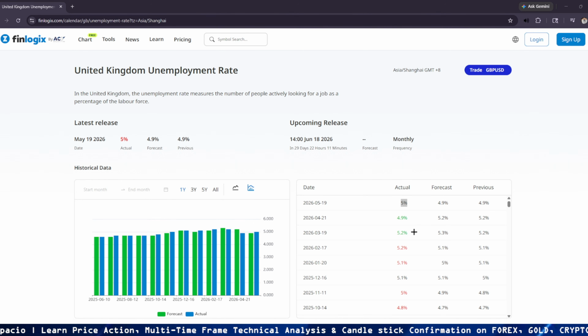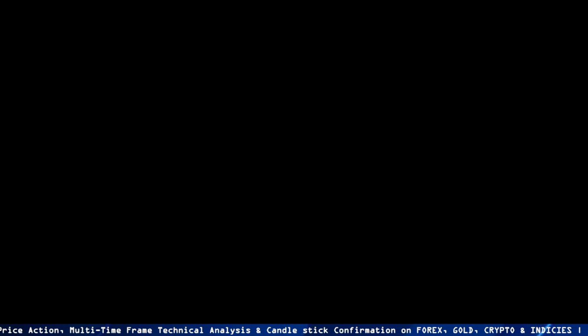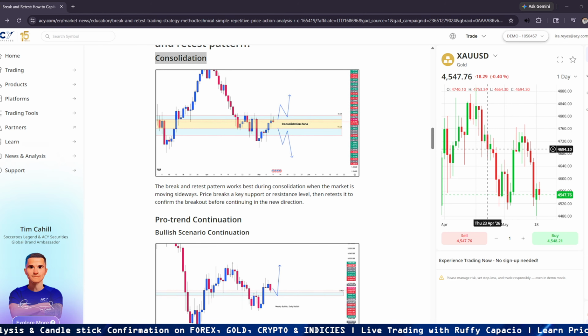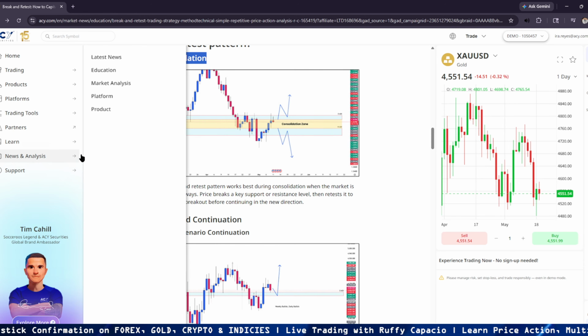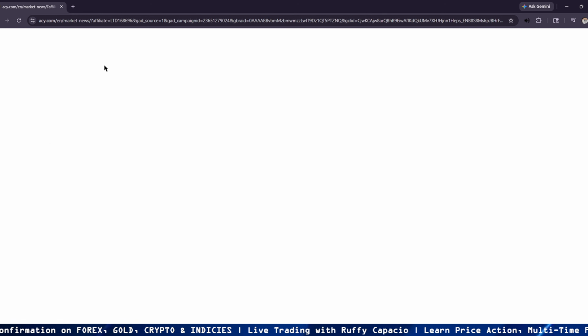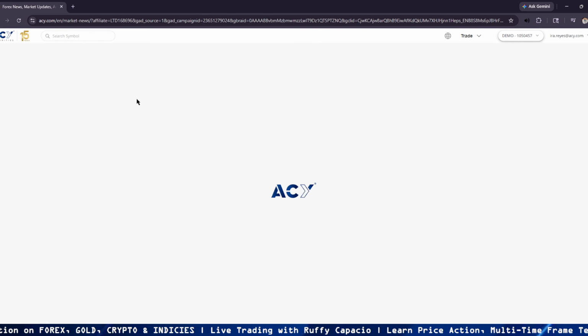Now, let me share it with you guys a little bit. Now, as you can see here, I have posted this also on the website. Possibly, maybe we could look at the break and retest. As you can see here on the break and retest, I have also explained it in the news and market analysis. Maybe we could go to the latest news.